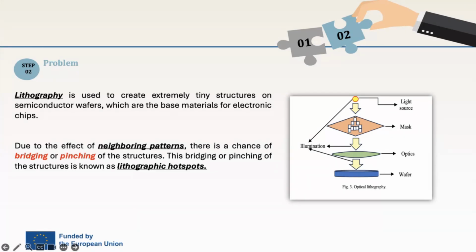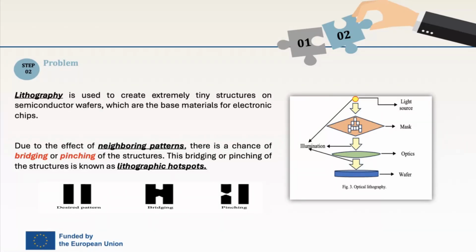For example, here in this image, we can see in the mask, we can have specific patterns or layouts that we want to print on the wafer. In some cases, as a result of neighboring patterns or the feature shrinks, we could have hotspots in the lithography. What we mean by hotspot, for example, on the black images, is bridging or branching.